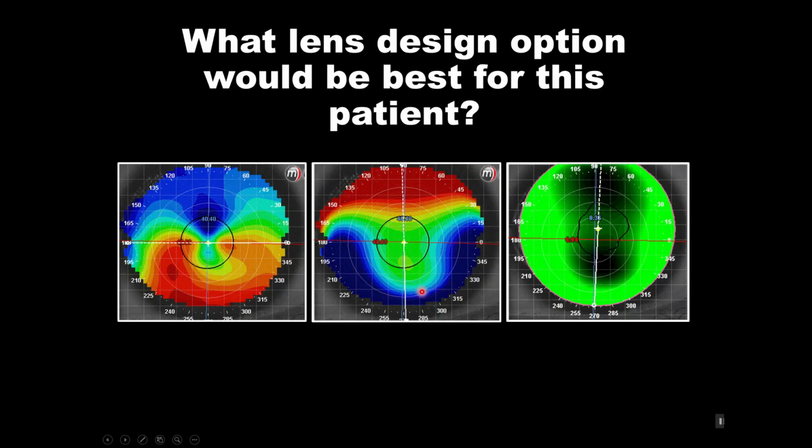So there's many things that the topographer tells us. The axial map saying highly irregular, probably a soft lens isn't going to be able to provide adequate vision. The elevation map telling us corneal GP, probably not worth a try. The contact lens software is saying the corneal GP looks really horrible. Definitely a scleral lens for this case.